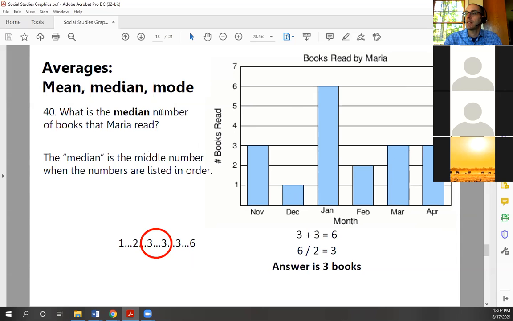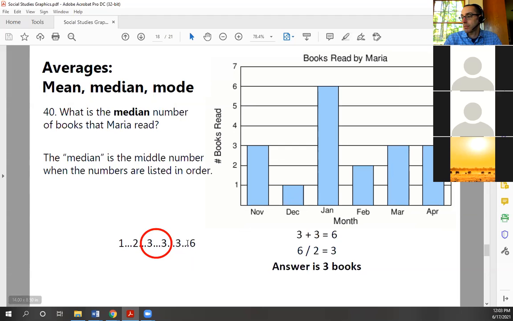What is the median number of books that Maria read? It's kind of strange, but here's what you do. The median is the middle number when the numbers are listed in order. You put them in order: 1, 2 for February, 3, 3, 3, and 6.